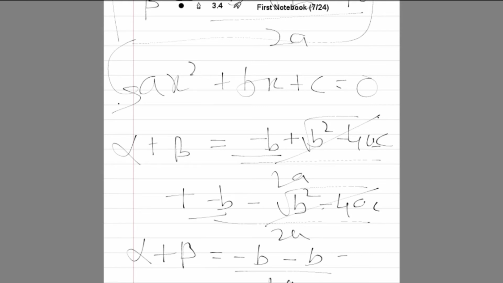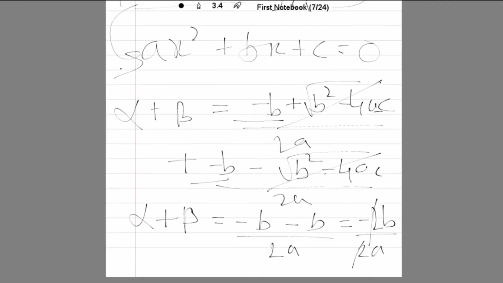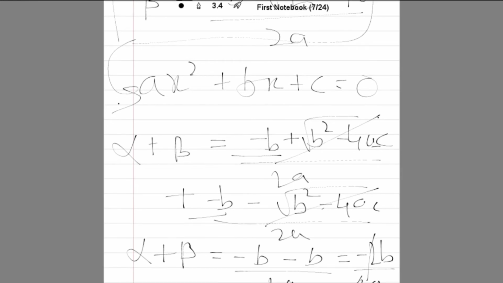Denominator is common, so minus 2b upon 2a. Now this 2 will get cancelled from both the numerator and denominator, and what we will get is alpha plus beta is equal to minus b upon a. So this is the first relation which we get, that is alpha plus beta is equal to minus b upon a. I will just highlight that so you will get to know here.